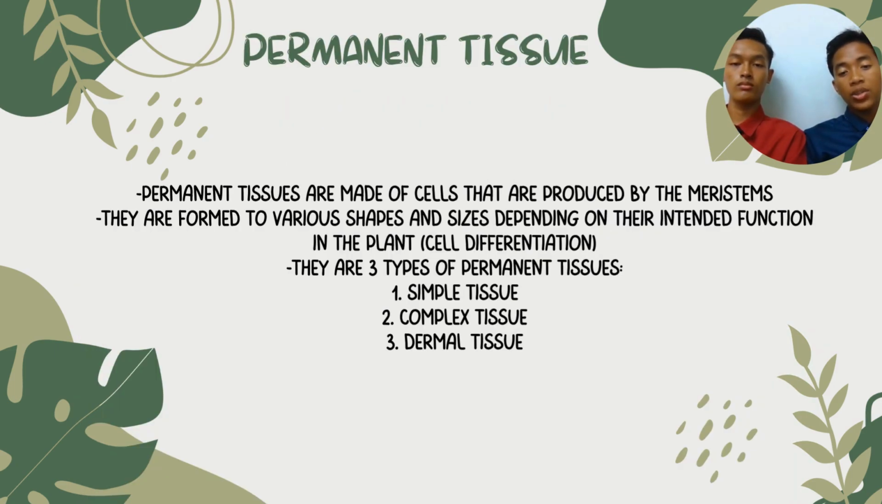Next tissue is permanent tissue. Permanent tissues are made of cells that are produced by the meristem. They are formed to various shapes and sizes depending on their intended function in the plant, cell differentiation. There are three types of permanent tissue, which is simple tissue, complex tissue, and the last one, dermal tissue.